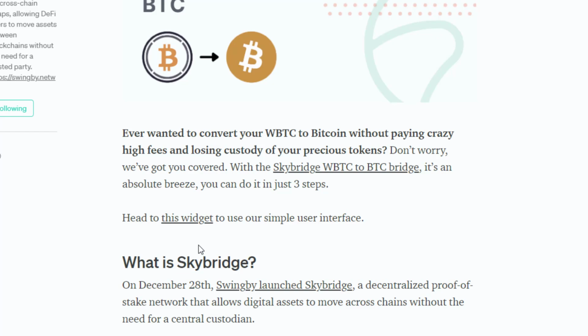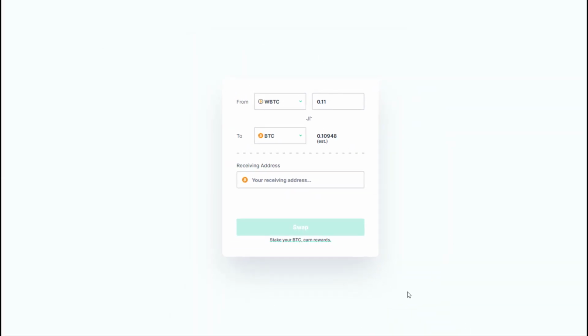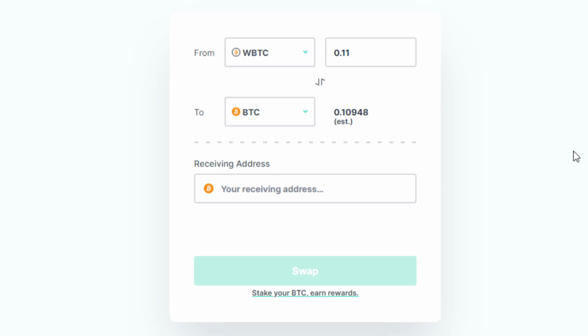First thing we've got to do is head to this widget. Now, this is what the Skybridge looks like. It's a pretty simple interface, like most swapping interfaces, very similar to Uniswap or anything like that. We're going to be swapping one asset to another, but it works a little bit different. So let's walk through how it works.